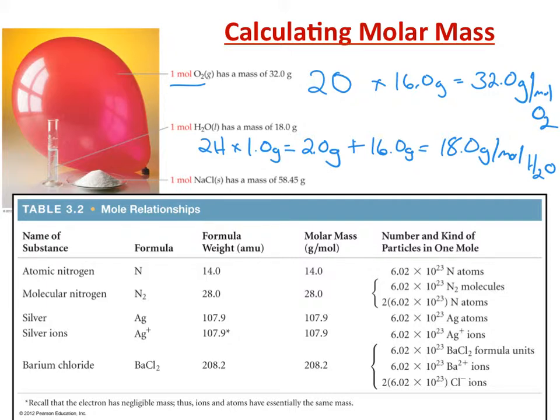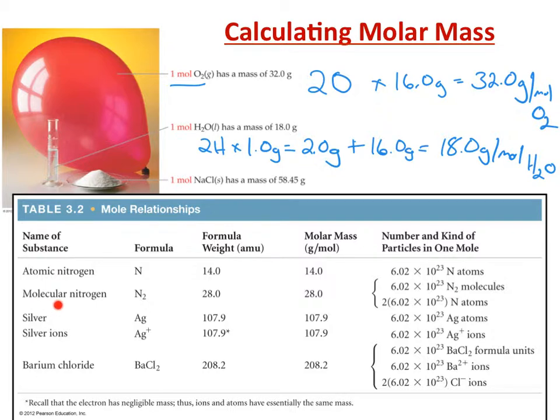One last thing that's important is understanding the name of the substance. Atomic nitrogen just means we have a single atom of nitrogen. That means it has a formula weight of 14.0 atomic mass units. Well, if we were talking about its molar mass, then it's just 14.0 grams per mole. That means that we would have a total of 6.02 times 10 to the 23rd nitrogen atoms, right? Because we're talking about a single atom of nitrogen.